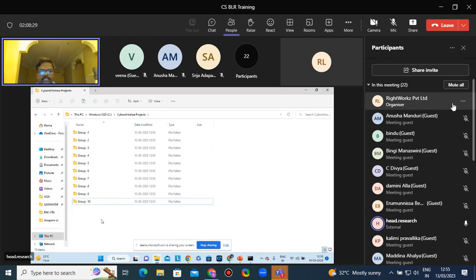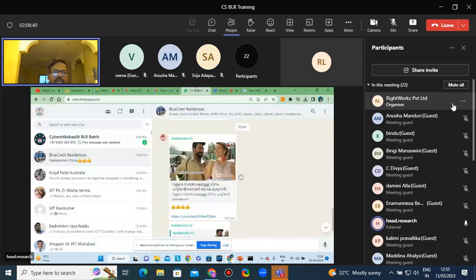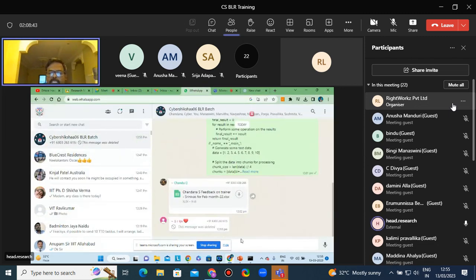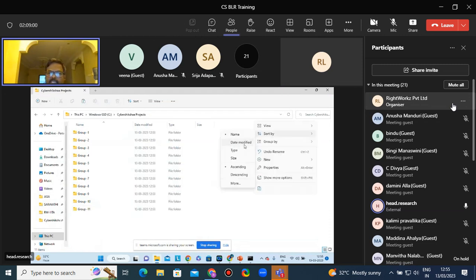So my screen is visible? Yes, sir. Now send me in the group who sent their project. Let me check. Srija, please share your major PPT and cyber security tool and code and input data set. Send to Veena. Please send right now because I am confusing, so that I can collect all the data. Then I will start to implement.